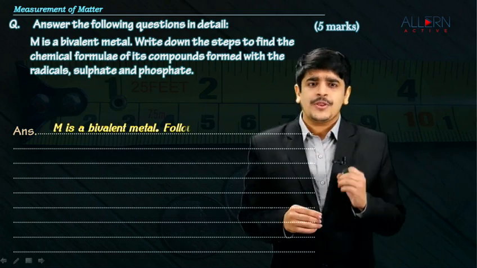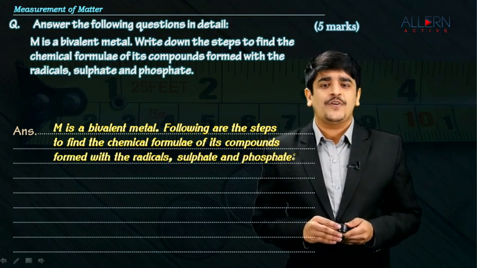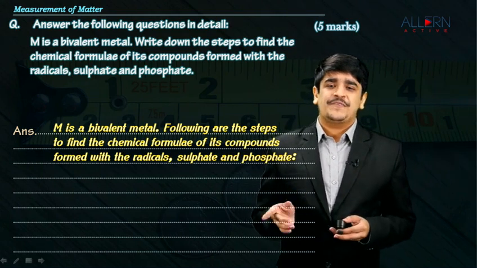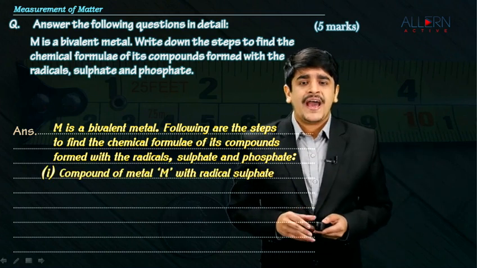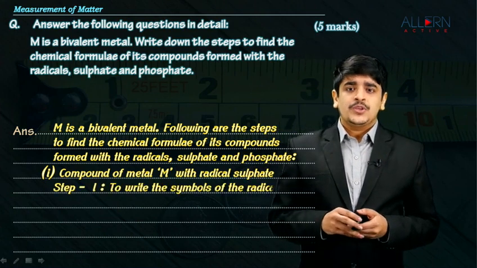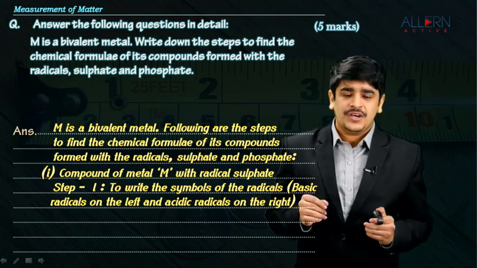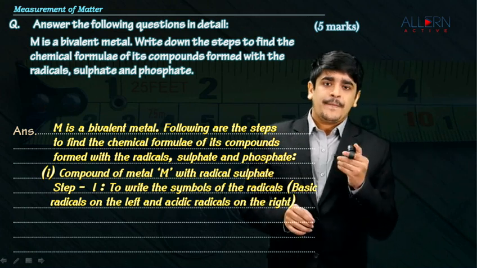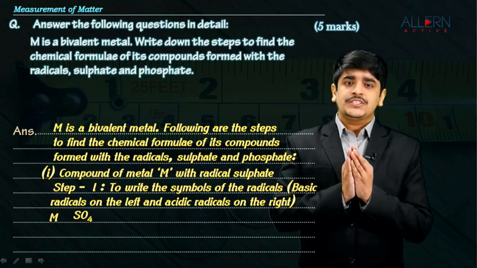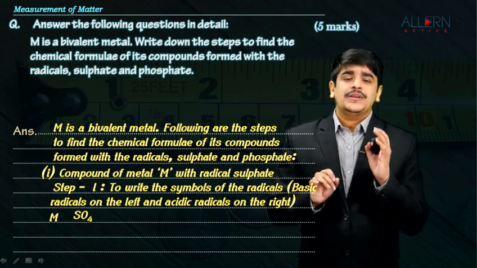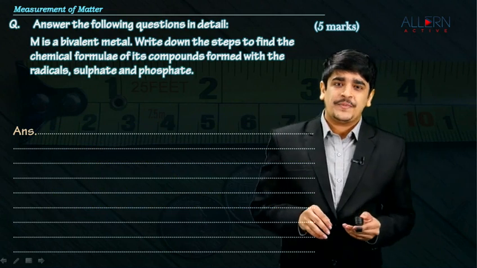Let's begin. Number 1, M is a bivalent metal. Following are the steps to find out the chemical formula of its compounds formed with the radical sulfate and phosphate respectively. Now the compounds of the metal M will have the radical sulfate. How do we do it? To write down the symbols of the radicals first, always basic to the left and acidic to the right. Who is the metal over here? M. Who is the other radical? Sulfate, SO4. Now the next one is tricky. Think. It's bivalent, right, the metal, so it is going to become 2 plus and sulfate is SO4 with a charge of 2 minus. Let's write that particular thing down.